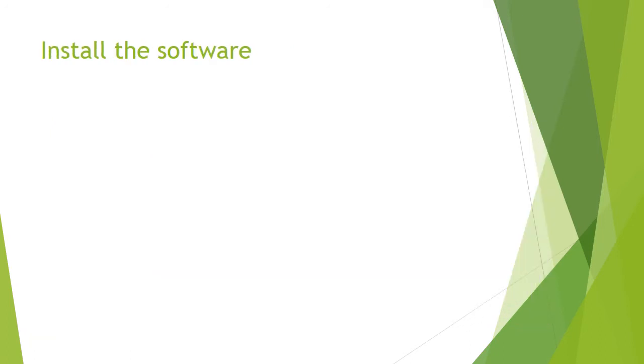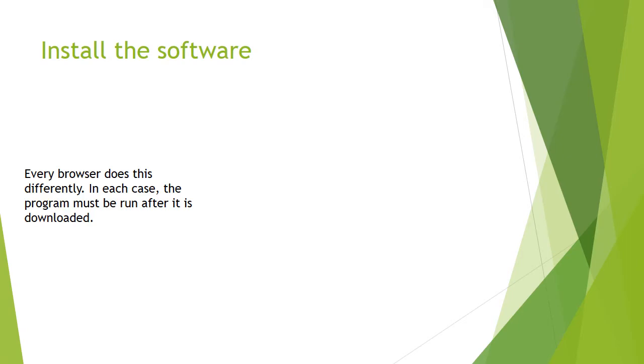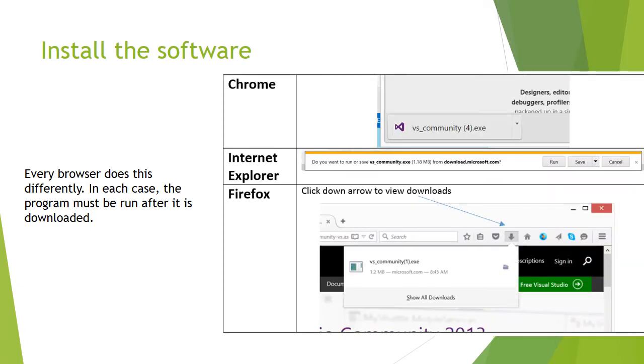Once you download the software, of course you need to install it. Now every browser does this a little bit differently, and I assume that you people have downloaded and installed programs before, but in Chrome there's a little tab in the lower left hand corner. In Internet Explorer a menu comes up, and in Firefox you have to click on the download button. But in any case, go ahead and select the download and install the software.